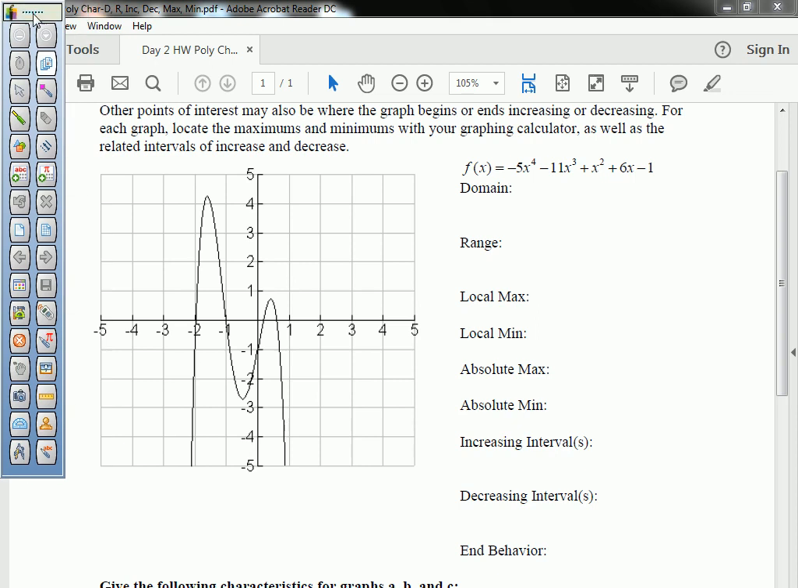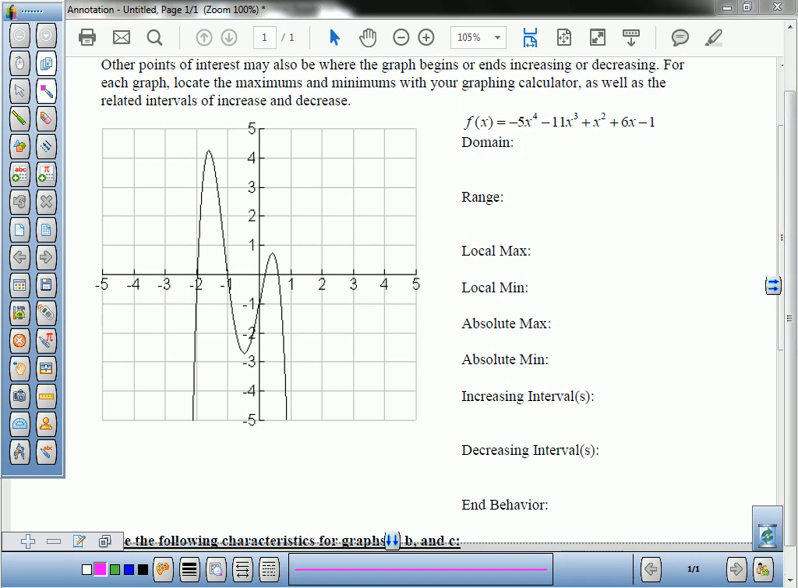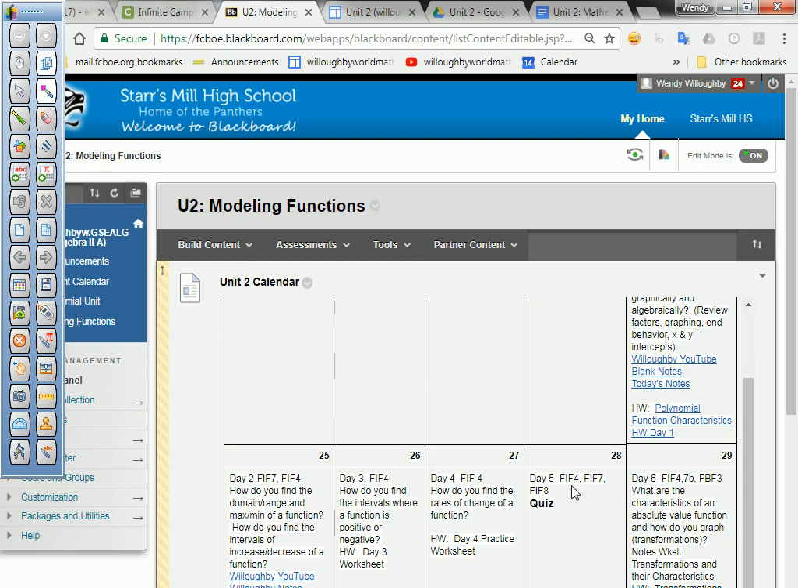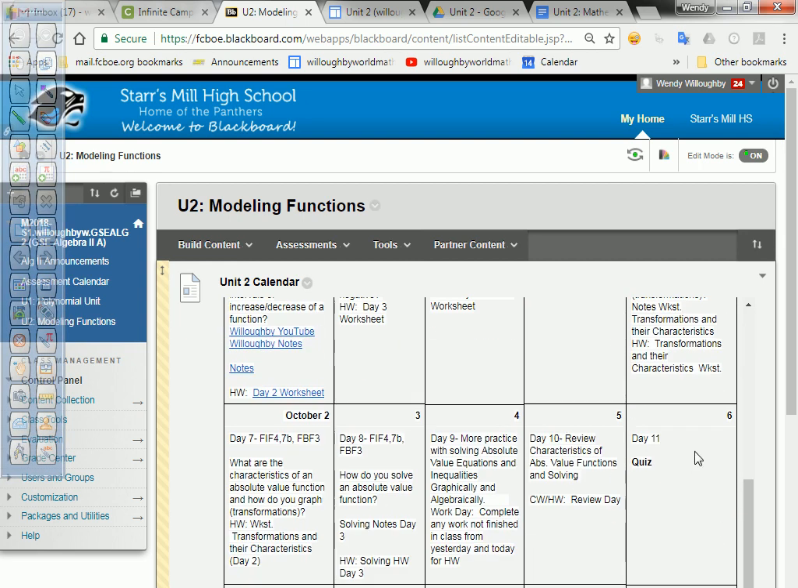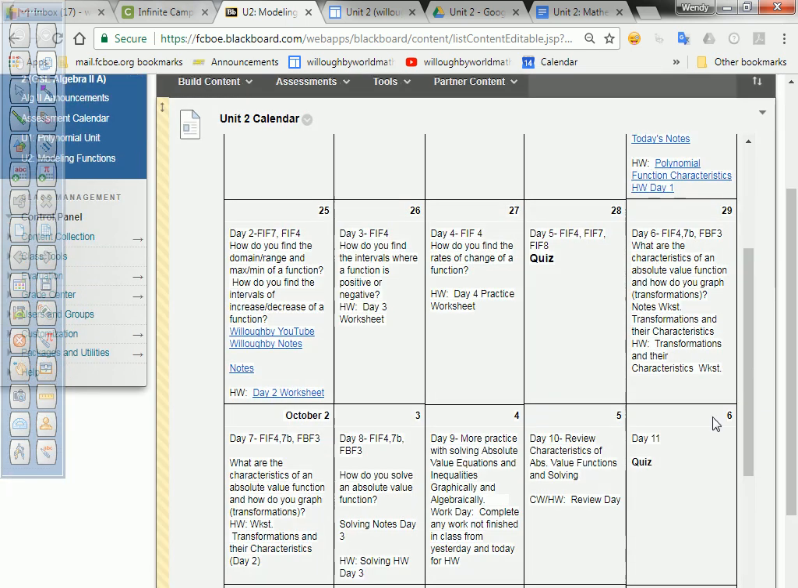Quiz Thursday. Did y'all see that on all the calendars we just looked at? Is this Thursday? Quiz is Thursday. Okay? So if we go back and take a look at these calendars, we see that we have a quiz Thursday. And then the next Friday, we have another quiz. Look! Point opportunity. Point opportunity.